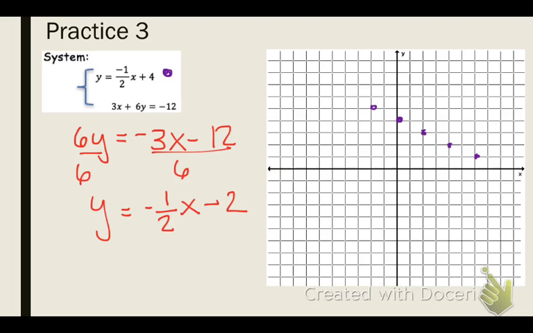Now, hopefully you notice already that these lines have the same slope. If you remember the relationship between two lines that have the same slope, if you don't, you'll see it in a second. So the second one crosses at -2 and has a slope of -1/2.